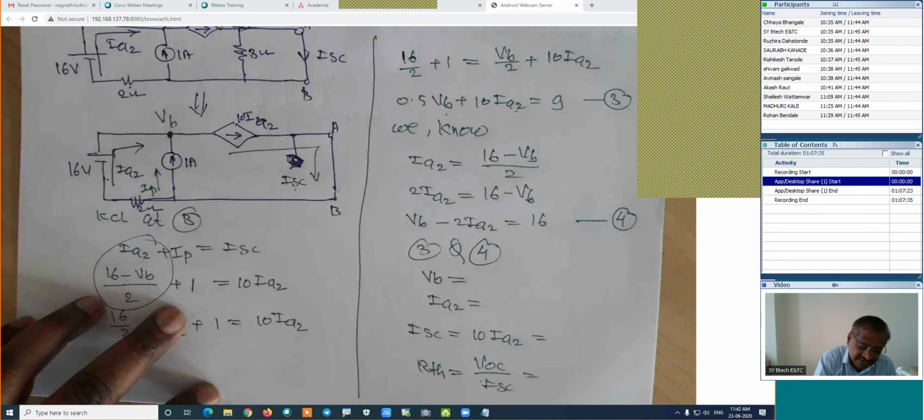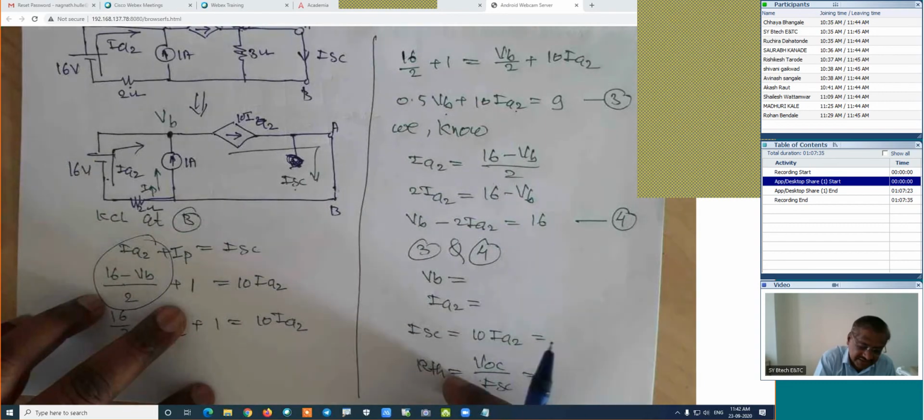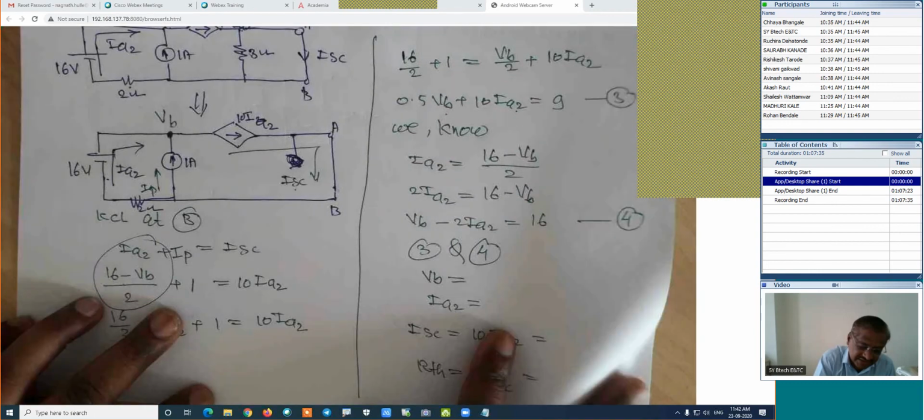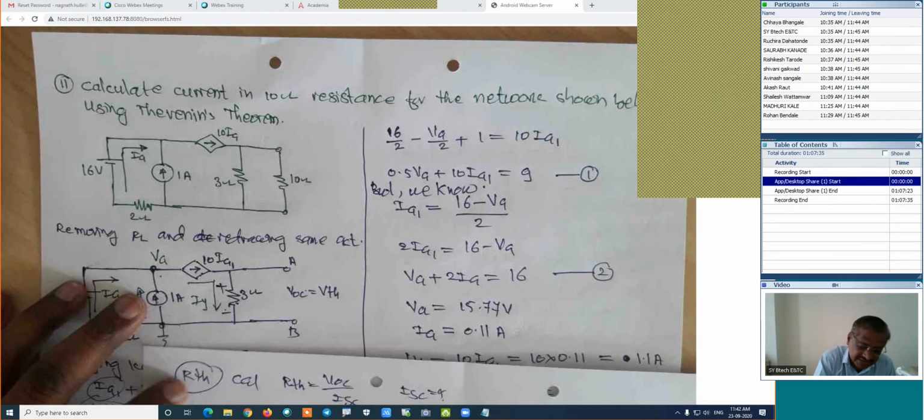Okay, fine. I guess you can do the remaining part of this particular problem, because I have taken you to the comfort level. Now you can find out VB and IA2. By knowing this, you can find out ISC and RTH. You know the procedure. When VTH and RTH are known, the complicated network is replaced by Thevenin's equivalent network, and you are able to find the current in the required branch, which is the current in this 10 ohm resistance. Yes, Shailesh.